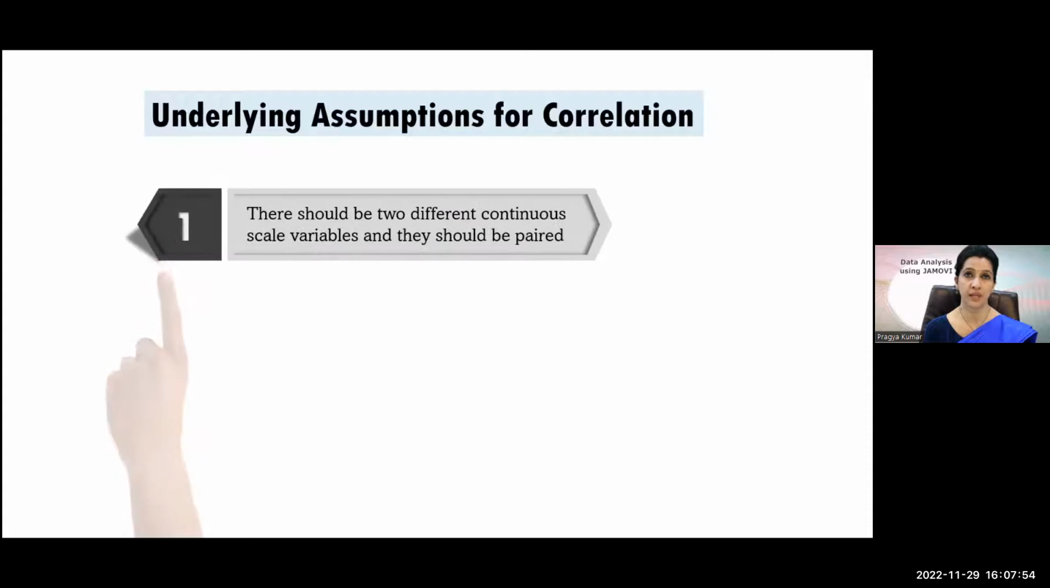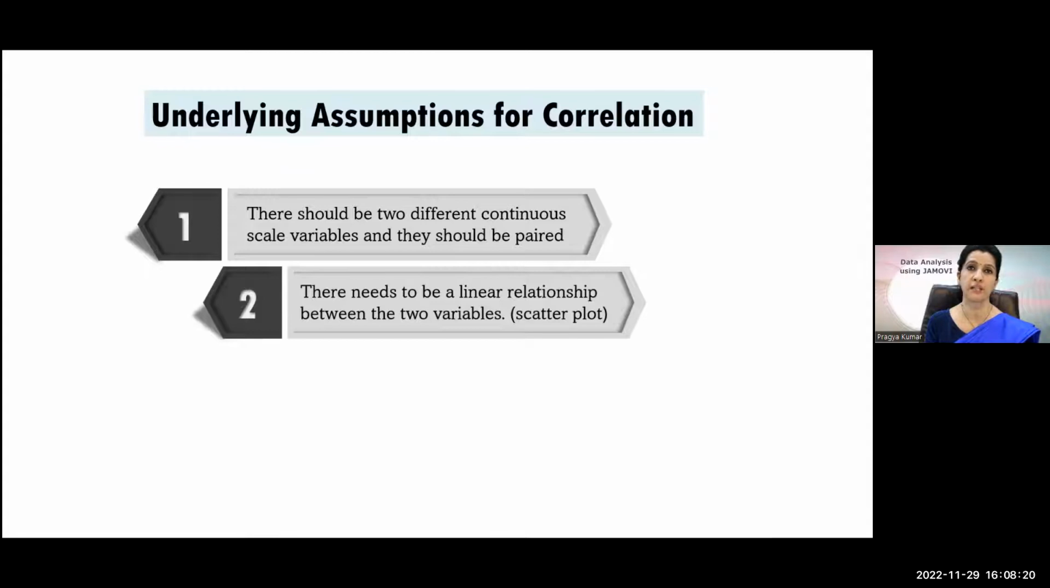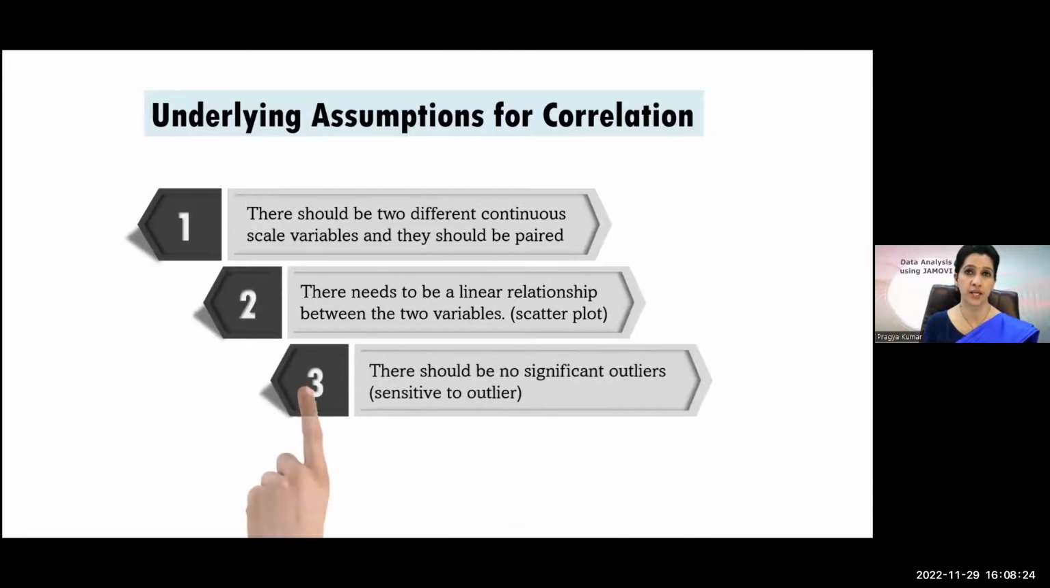So there are some underlying assumptions for this correlation. Both the variables should be scale variables and it should be paired values. So remember in the paired t-test, we learned about the paired values. Similarly, here also the two variables should be of the same individual. That we know by the paired values. And there needs to be a linear relationship between the two variables, which we check by the scatter plot.